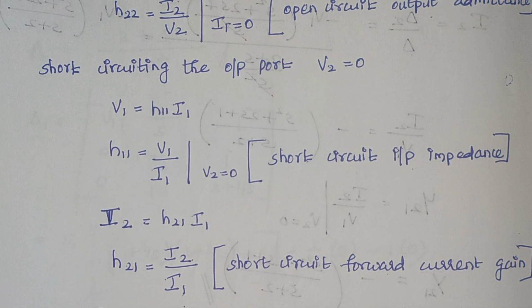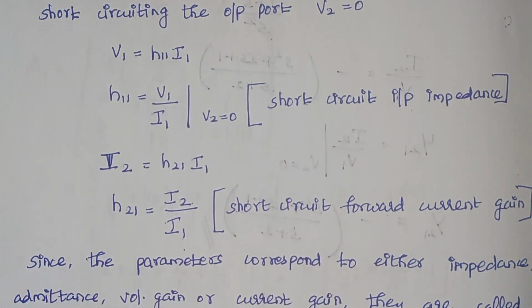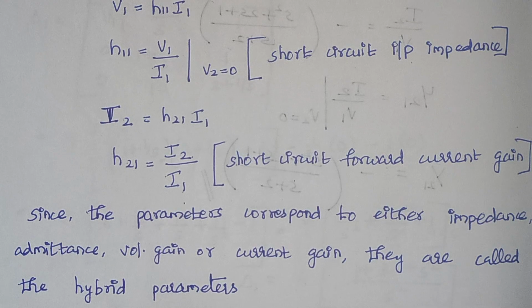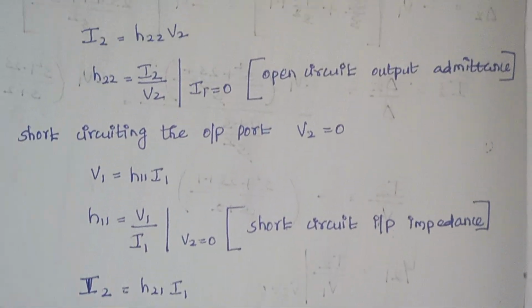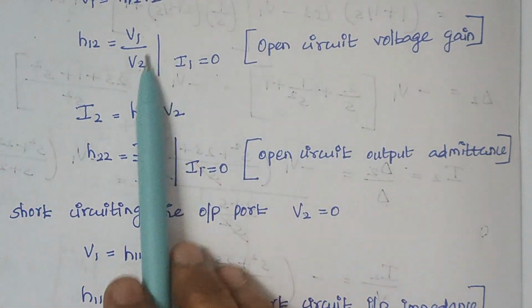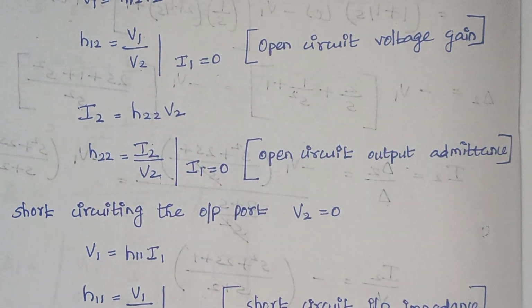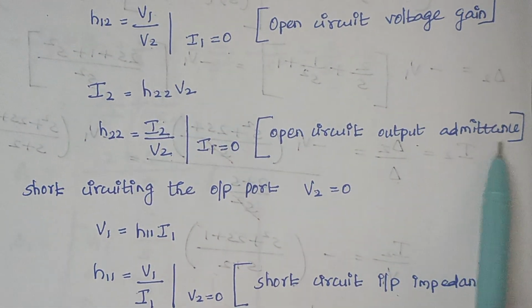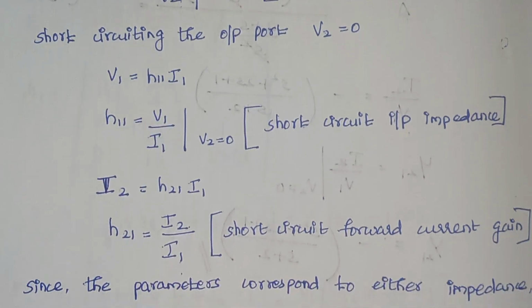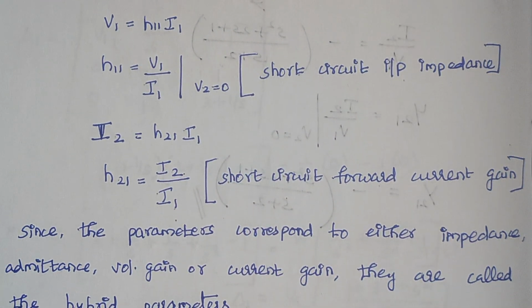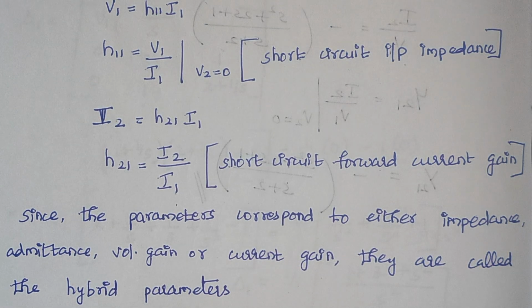So finally we have calculated all these four parameters. When you finally list it out, H12 gives voltage gain and H22 gives the value of admittance. H11 gives impedance and H21 gives the current gain. Since these parameters correspond to either impedance, admittance, voltage gain or current gain, they are known as hybrid parameters. Right.